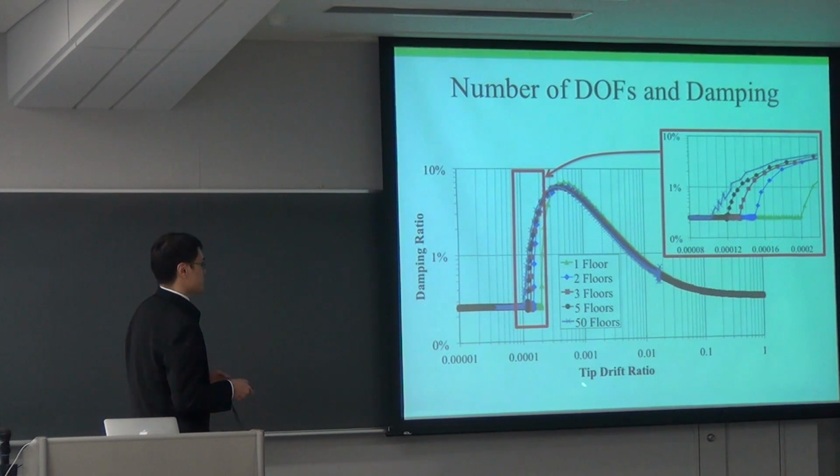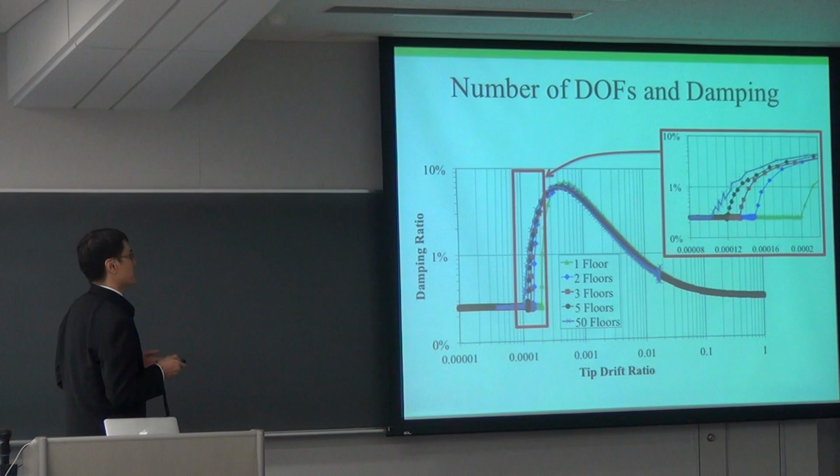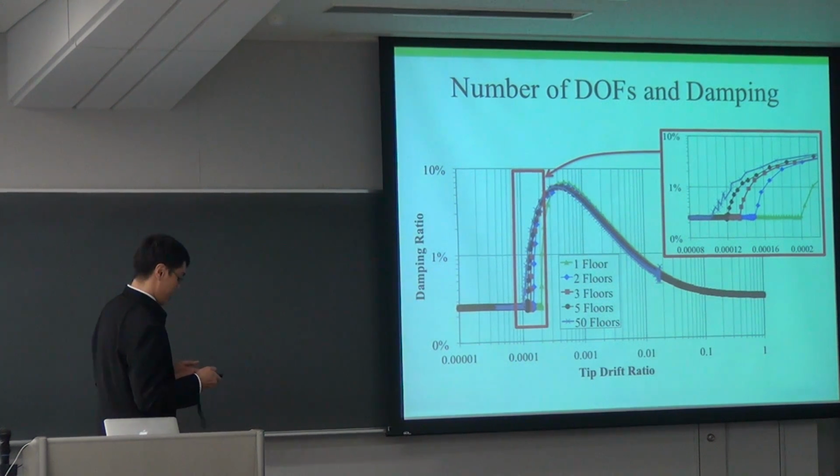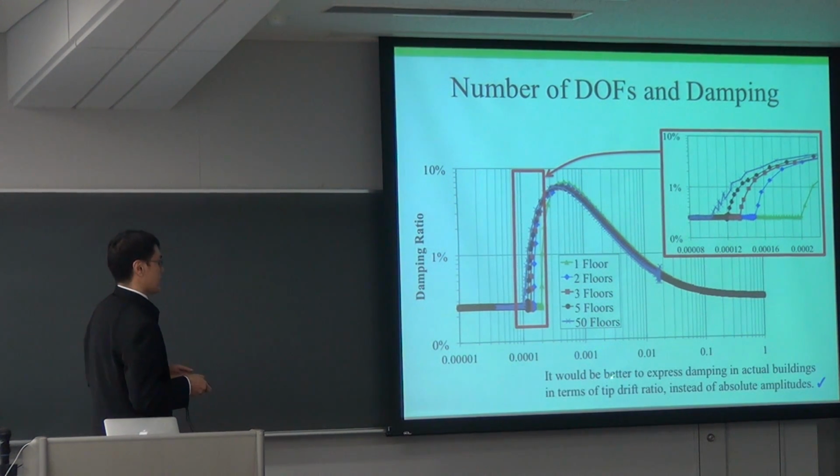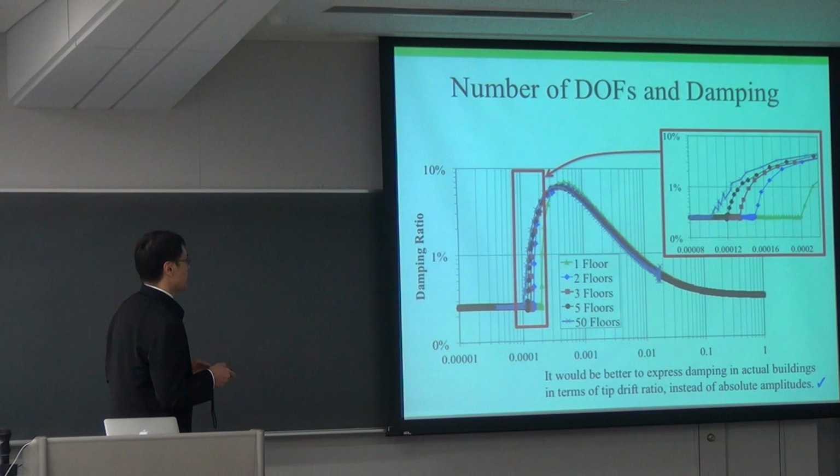But if we plot in terms of tip drift ratio, the shapes become even much more similar, as you can see here. And in that sense, it's good to express damping in buildings in terms of tip drift ratio instead of absolute amplitudes. Now here, I magnified this part. You can see there's a little bit of difference, well, significant difference.